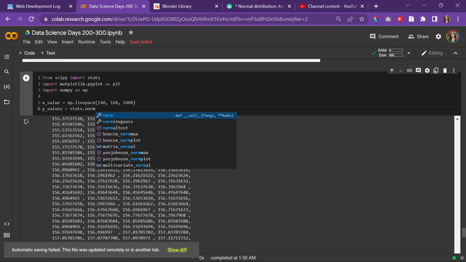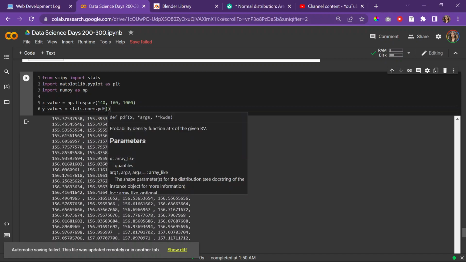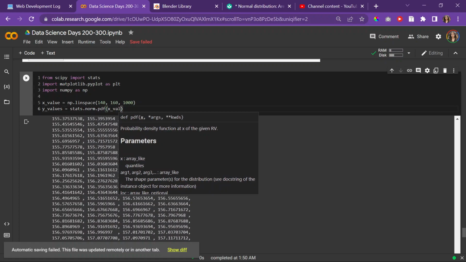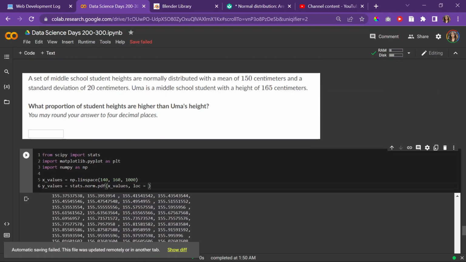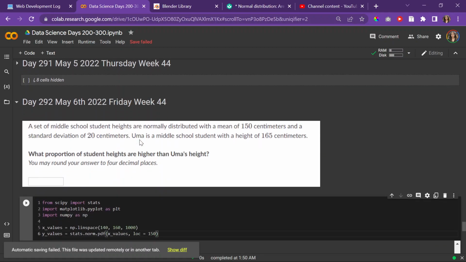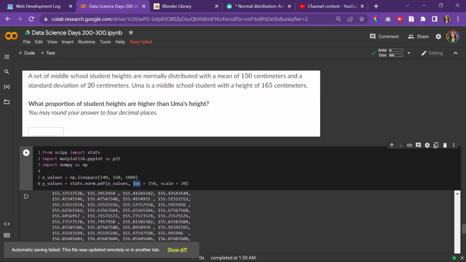Then our y values are going to be equal to stats.norm. Norm is a function from stats, and we're going to use norm.pdf because we're trying to find the probability density function. So we're trying to find the density of each of the x values, so we pass in the x values, with the location, which stands for mean, 150 centimeters, and the standard deviation, which in Python is scale, 20. To remember it, scale is the only one that starts with s, so that could be standard deviation, and then location would be whatever is left, which is the mean.